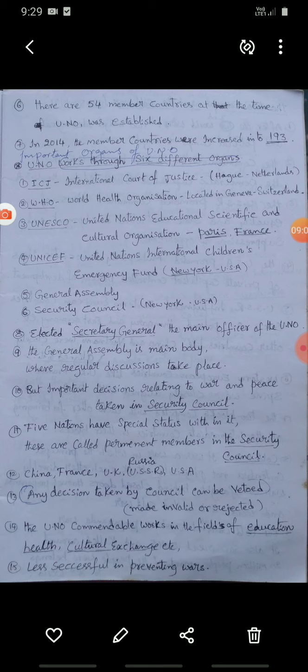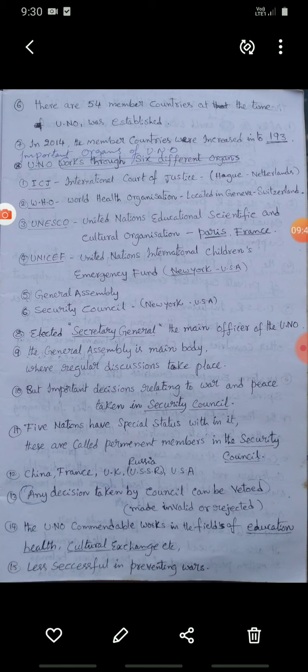United Nations International Children's Emergency Fund, headquartered in New York, USA. General Assembly and Security Council, New York, USA. The elected Secretary General is the main officer of the UNO.